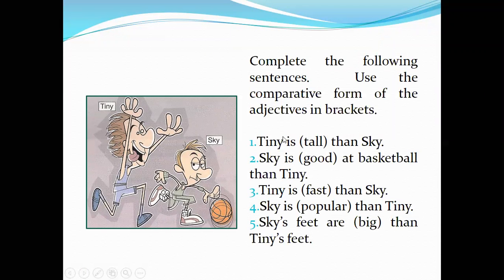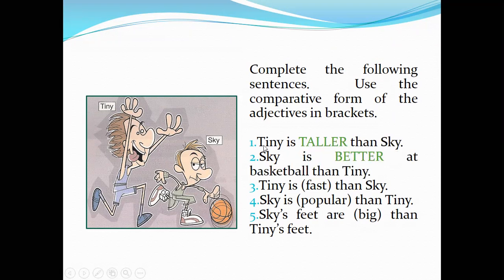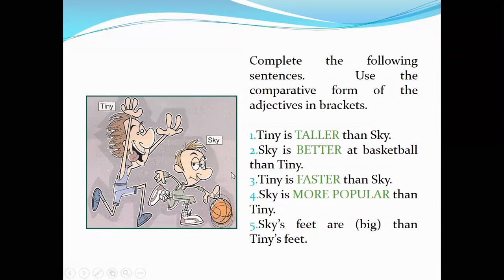So this is precisely what I have in this specific part. We have Tiny versus Sky. Sky is taller than Tiny. Sky is good. Good is an exception. So we say Sky is better at basketball than Tiny. Number 3, fast. The adjective is fast, so it's short. It's faster. Popular, it's a long adjective. So Sky is more popular than Tiny. And big, here we have Tiny, so he is bigger. Sky's feet are bigger than Tiny's feet. And we need to double the G because it's consonant, vowel, consonant, so we need to double the G.